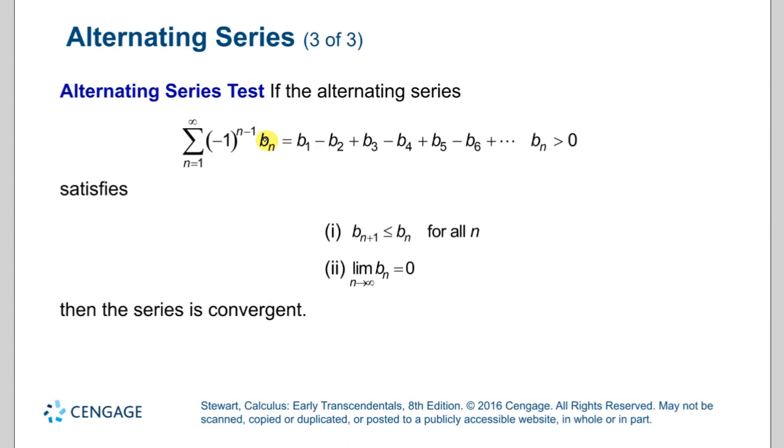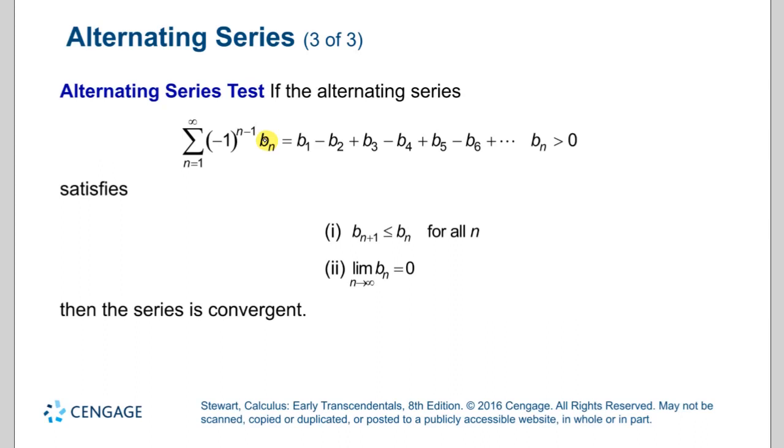The two things it has to satisfy for it to work are, first, that it has to be getting lower. So it has to be decreasing as the terms are going up. So b_(n+1) has to be less than or equal to b_n. The other condition is that the limit of b_n has to equal 0. So as it's going further and further out to infinity, it has to reach 0 at the end.